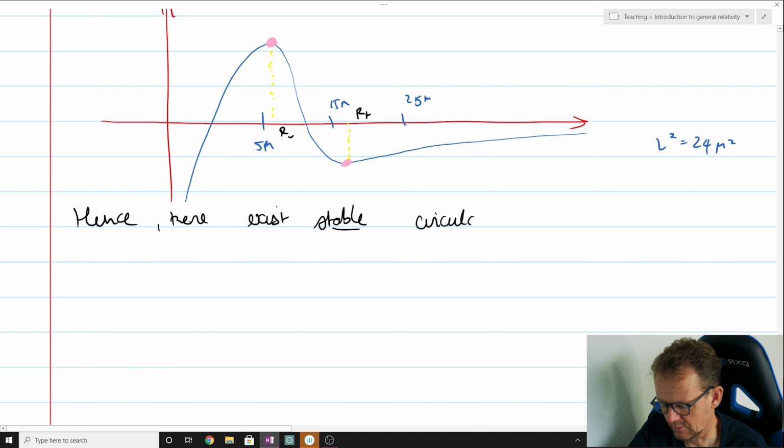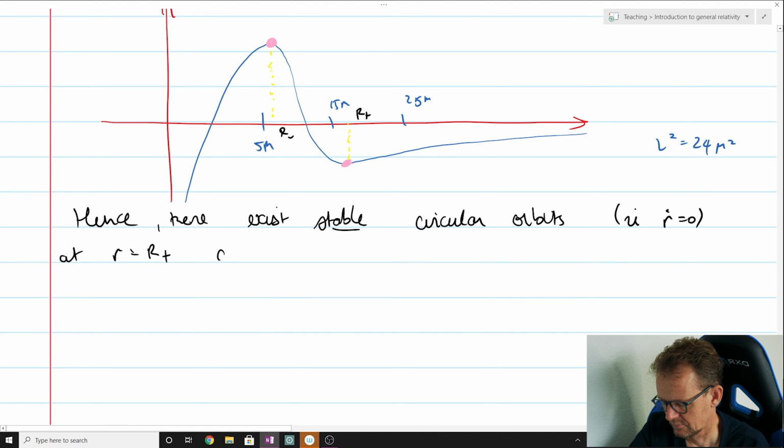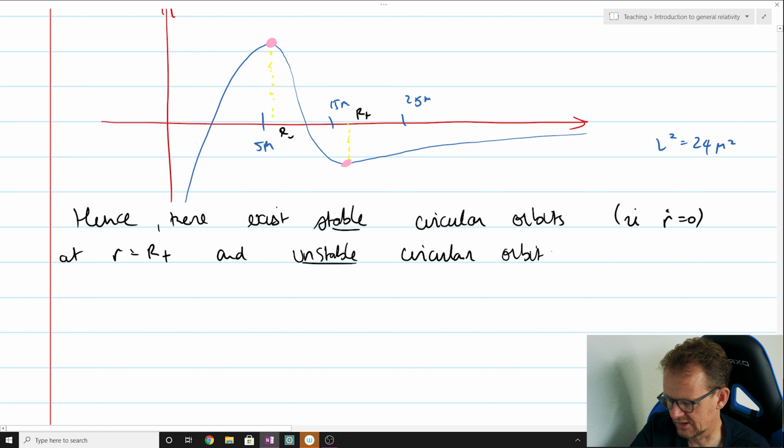And not only stable, they are completely circular, right? When the radius doesn't change, well, phi changes, that's a circular orbit. R dot is 0. There's also an unstable circular orbit, right? If you just get the particle, the test mass, balanced in that potential there, then it will also execute a circular orbit, but of course the slightest perturbation will kick it out.